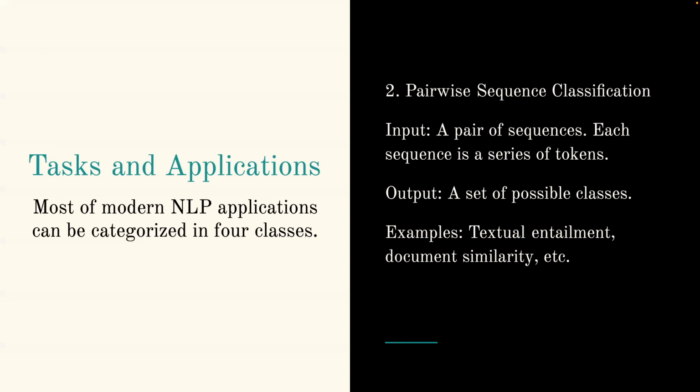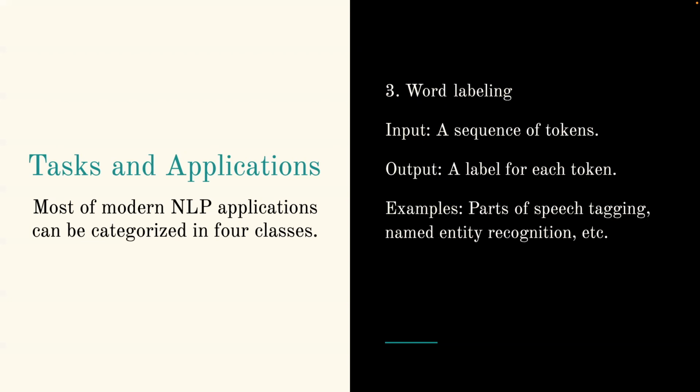Now, the next type of task we have here is pairwise sequence classification. Here, instead of giving one sequence, we give the model 2 sequences. And the output is still the same, a set of possible classes. Examples could be textual entailment, document similarity computation, etc. The third kind of task is called word labeling. Here, we predict a class for each token present in our input sequence. The most common example is parts of speech tagging, and also we have named entity recognition.